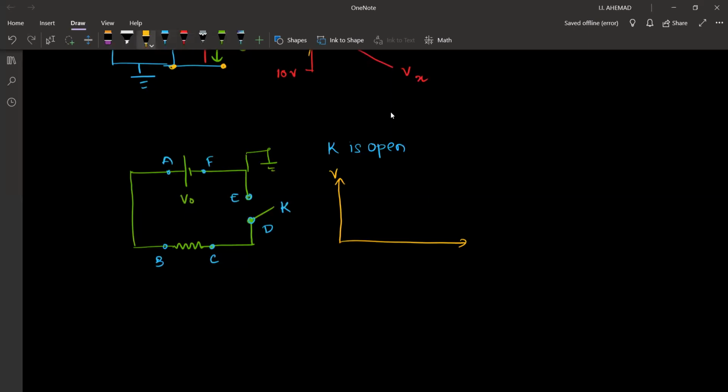F and E will have zero potential because it is earth, but here, due to this battery, the potential increases by V naught. Therefore, A, B, C, D, all of them have potential V naught. And F and E have zero potential. A, B, C, D, E, and F. Okay.